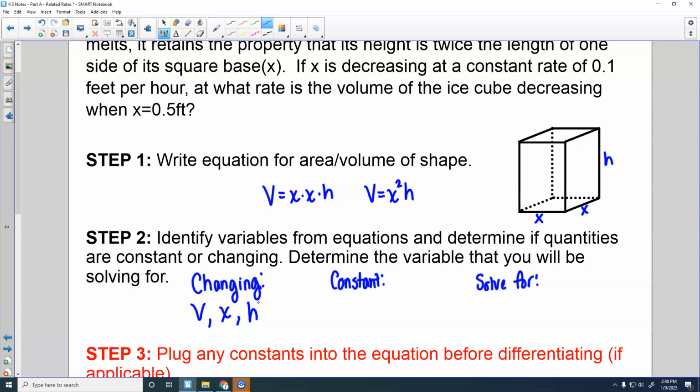The only thing that we have constant is that it tells us X is decreasing at a constant rate of 0.1. What variable would that be? dx dt. And since it is decreasing, we want to use negative 0.1. And that is feet per hour.